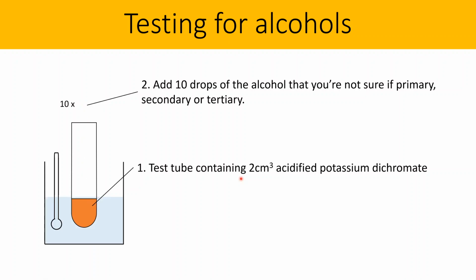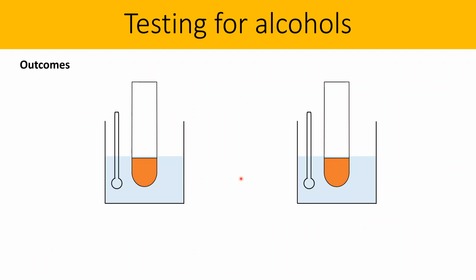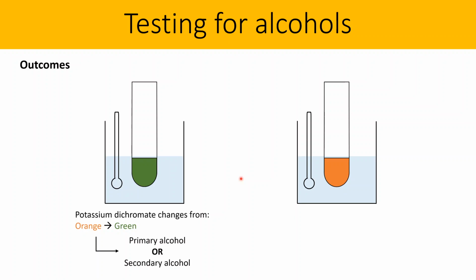Okay, so you're going to use a hot water bath to warm that mixture gently. It's important that you warm it gently. Now, here are your potential outcomes. If that orange acidified potassium dichromate slowly turns green, then you must have either a primary alcohol or a secondary alcohol. If it stays orange instead, then you're looking at a tertiary alcohol.